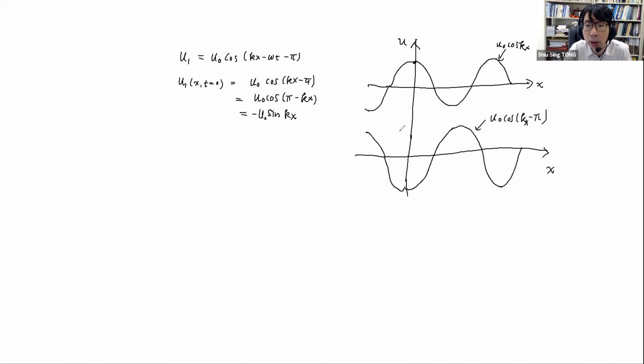Sorry, I got something wrong. It's not this guy. It's cosine, but with a negative sign. Is this the curve? Okay. Now, how about if I have another curve like this?